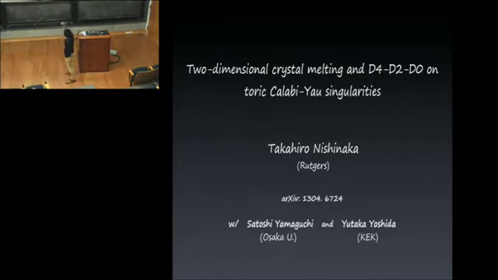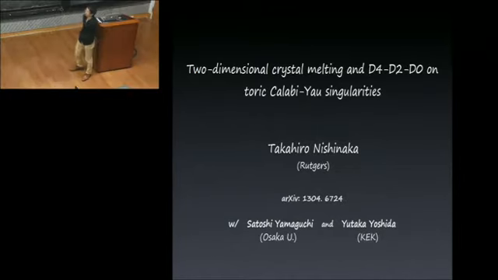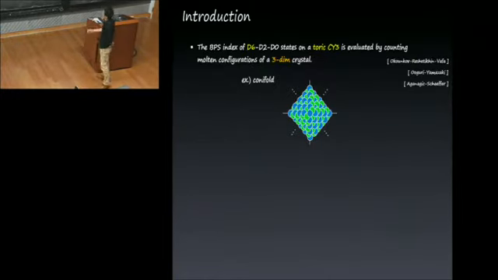So today, I'd like to talk about the relation between the two-dimensional crystal melting and the D4-D2-D0 bound states on toric Calabi-Yau singularities. And this talk is based on this paper with two collaborators in Japan. So let me first explain my motivations.